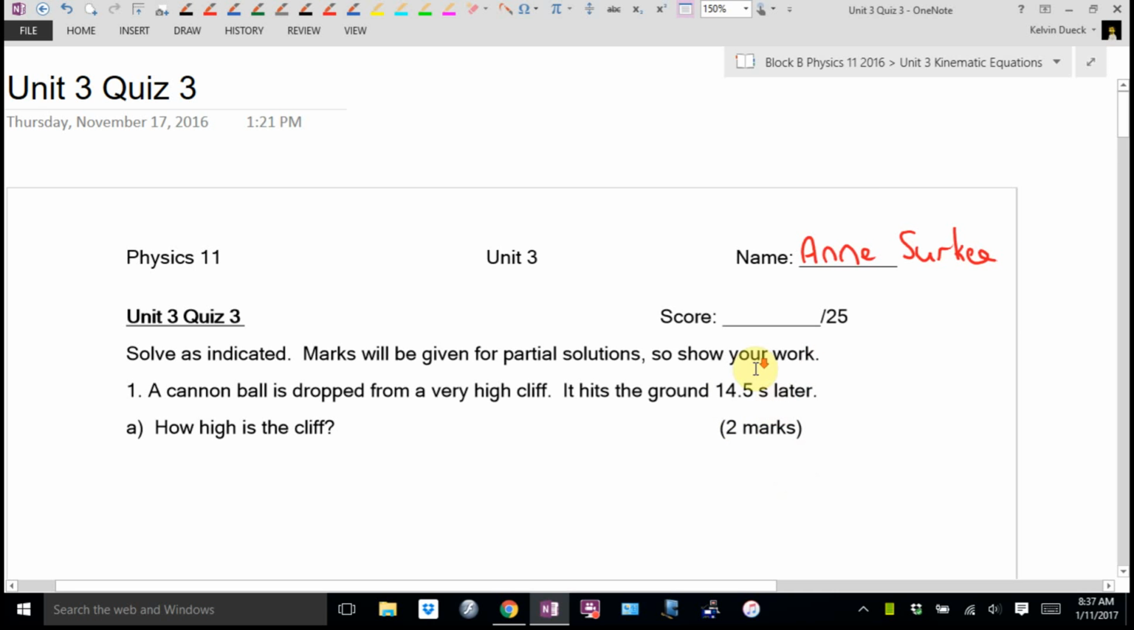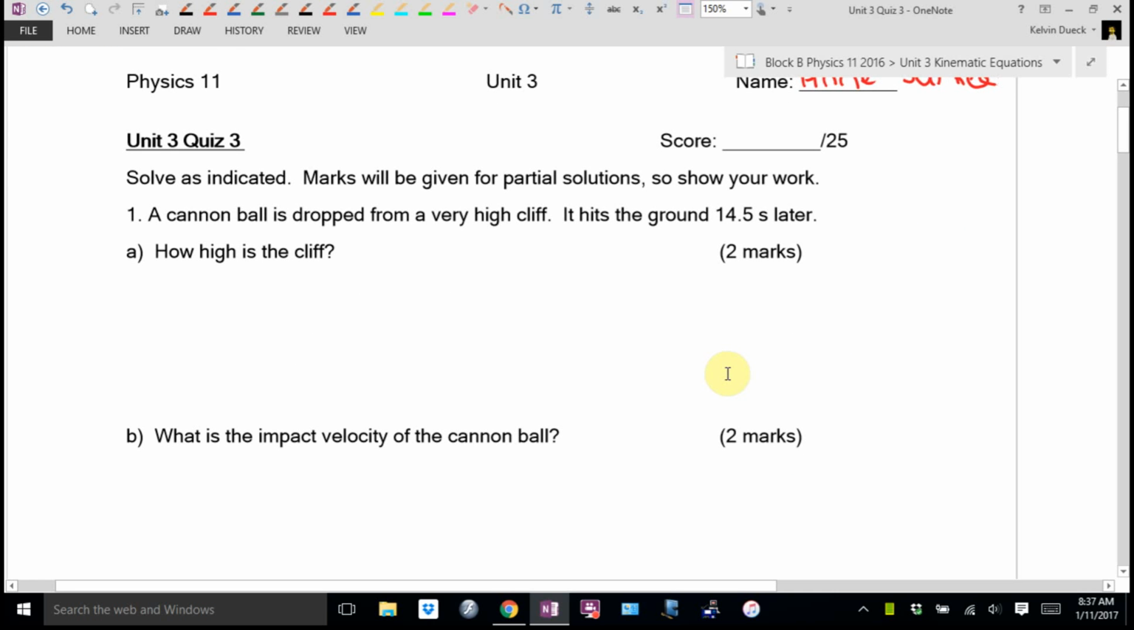Solve as indicated. Marks will be given for partial solutions, so show your work. A cannonball is dropped from a very high cliff and hits the ground 14.5 seconds later.